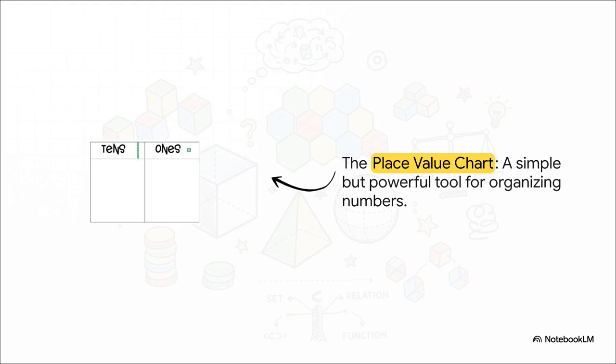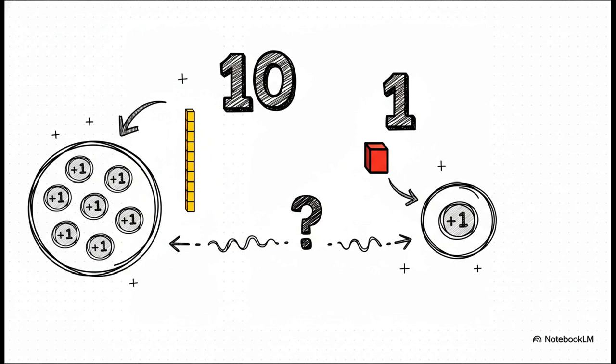So to make this idea something you can actually see, teachers bring out this incredibly simple but powerful tool, the place value chart. You can think of it like a game board for building numbers. It literally creates a physical space for tens and a whole separate one for ones. And of course, every game board needs pieces, right? Well, in this case, the pieces are physical building blocks. A long rod represents a bundle of 10, and a little single cube represents a 1. These objects give a physical, tangible meaning to these otherwise abstract ideas.